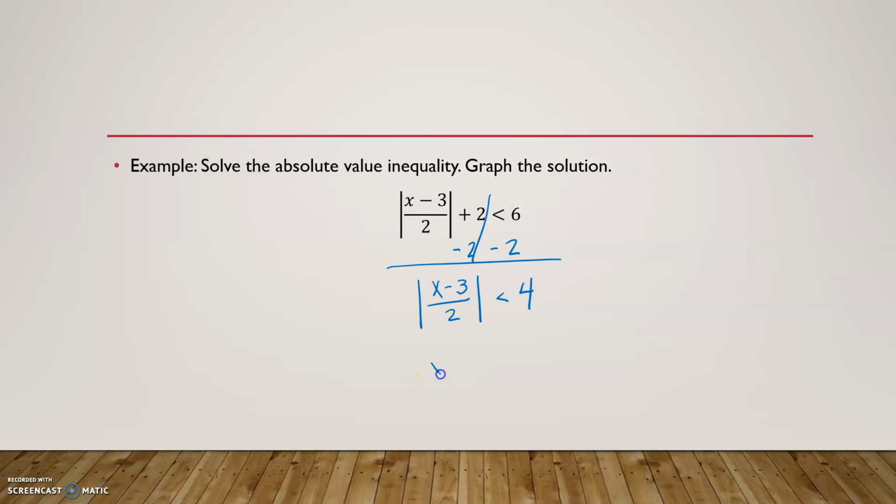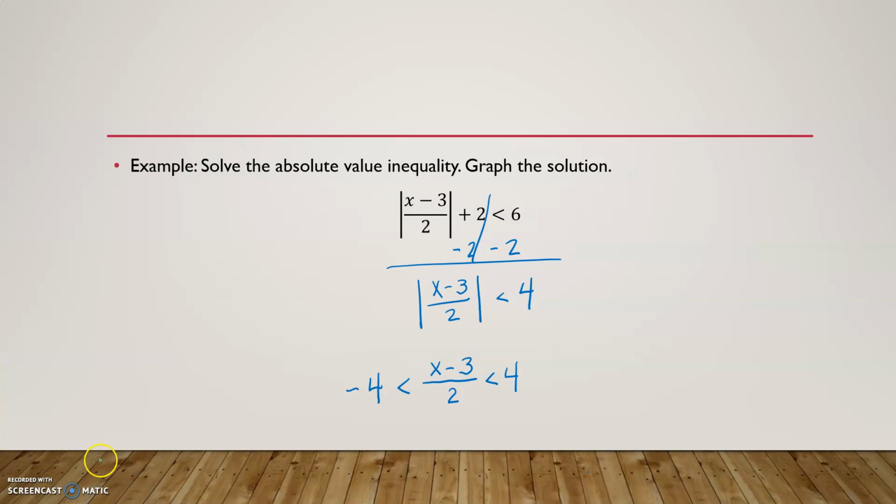So I take what's in the absolute value bars because it's a less than, and I put it in the middle. Less than, less than. The positive one goes on the right. Oops. The negative one goes on the left. Now I can solve this.